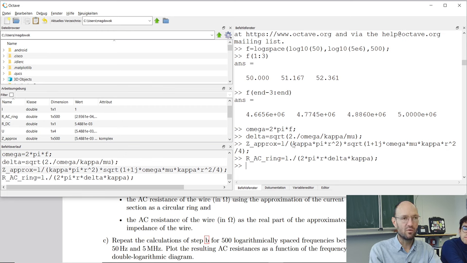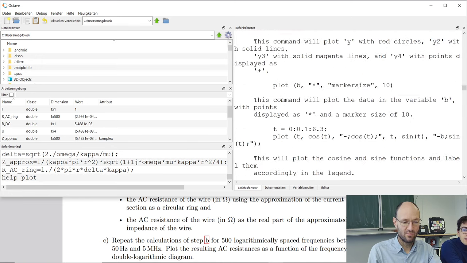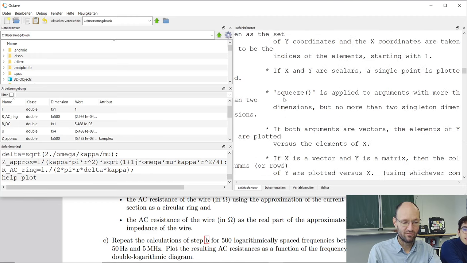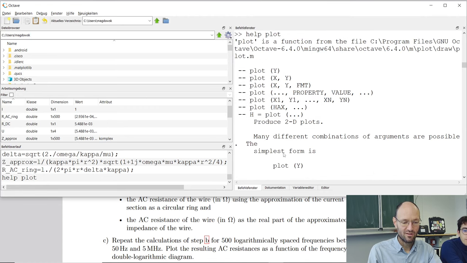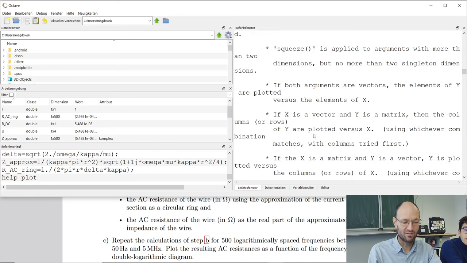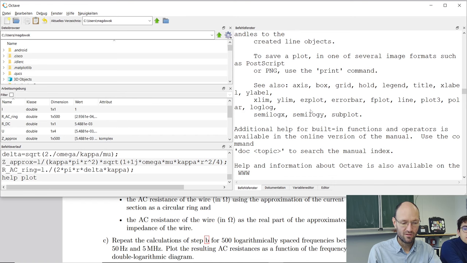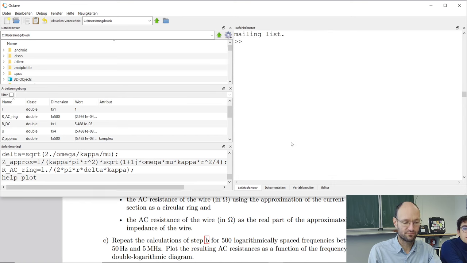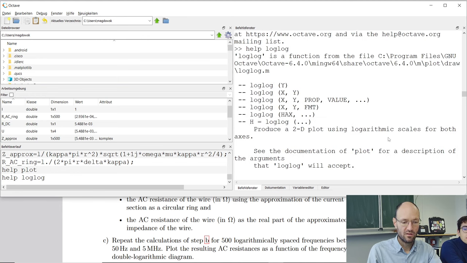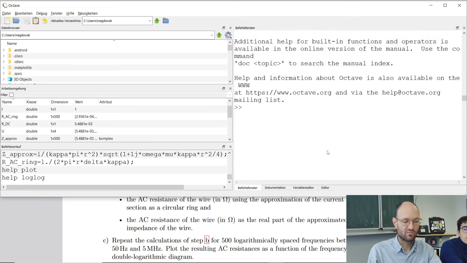Okay, so how do I get a double logarithmic diagram? Which command should I use? How would you create a usual diagram? With plot. So if we maybe check help plot, it would tell us, oh, there's a very long help. It says it's plotting something, and there are all the parameters that we can use. And also see also semilogx, semilogy, loglog. So loglog, help loglog. Loglog is doing logarithmic scales for both axes. So this should be a double logarithmic diagram.